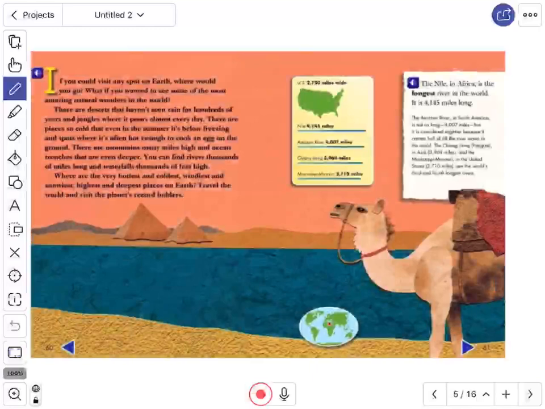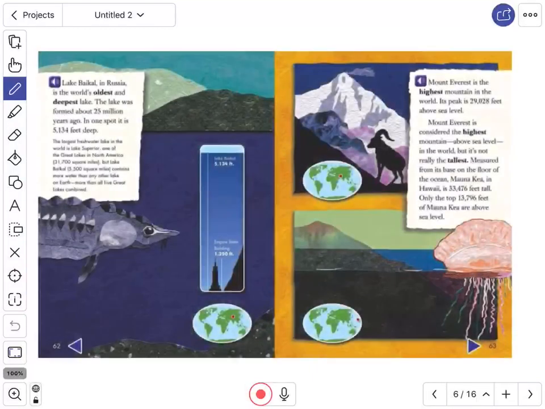The Nile in Africa is the longest river in the world. It is 4,145 miles long. The Amazon River in South America is not as long, 4,007 miles, but is considered mightier because it carries half of all the river water in the world. The Chang-Jiang, or Yangtze, in Asia is 3,964 miles, and the Mississippi-Missouri in the United States is 3,710 miles. Those are the world's third and fourth longest rivers.